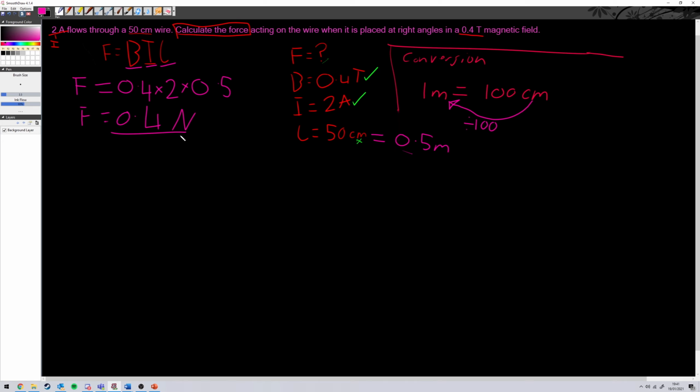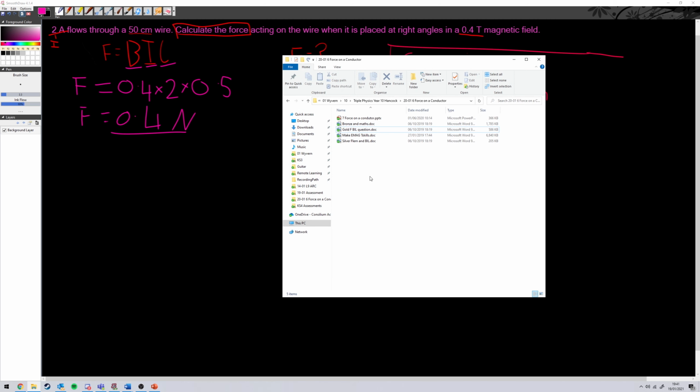Now, I'm going to tell you what to do for your task. Then I'm going to come back here onto this board and do some examples on how to rearrange equations. So if you don't need those examples on rearranging equations, you're fine. You can just crack on. If not, then you can come back.